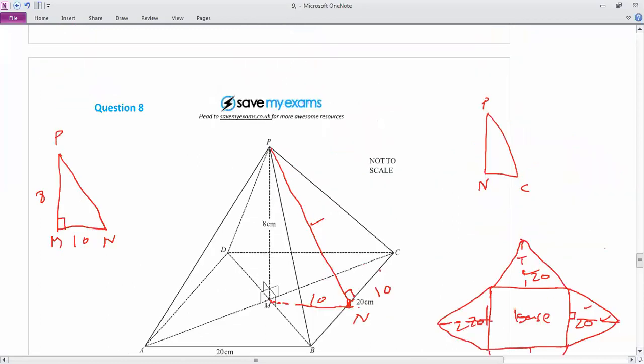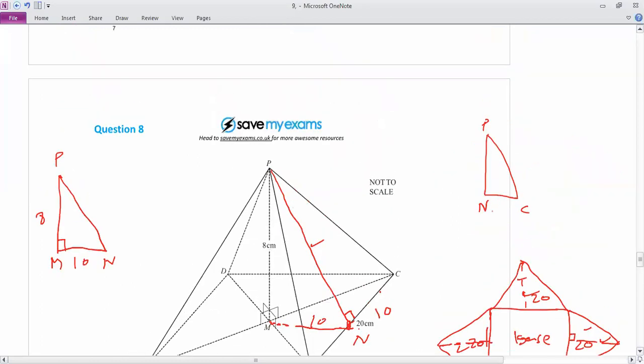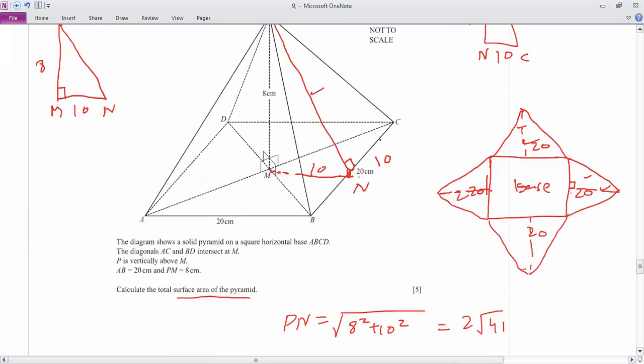So now we got this one. It means this NC we already know is 10. Yes, this PN is now 2 square root of 41. Got it? So this is 2 square root 41, 2 square root 41, 2 square root 41, because each one is similar with no difference.